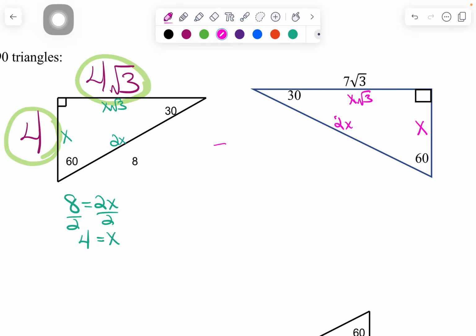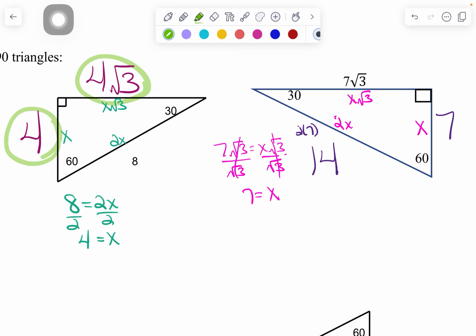So 7 root 3 is equal to x root 3. So of course, to solve for x, I need to divide by root 3. Divide by root 3. And I'm going to figure out that x is equal to 7, which is great. So where I have x, that's 7. The hypotenuse is going to be 2 times 7. So that's going to be 14.